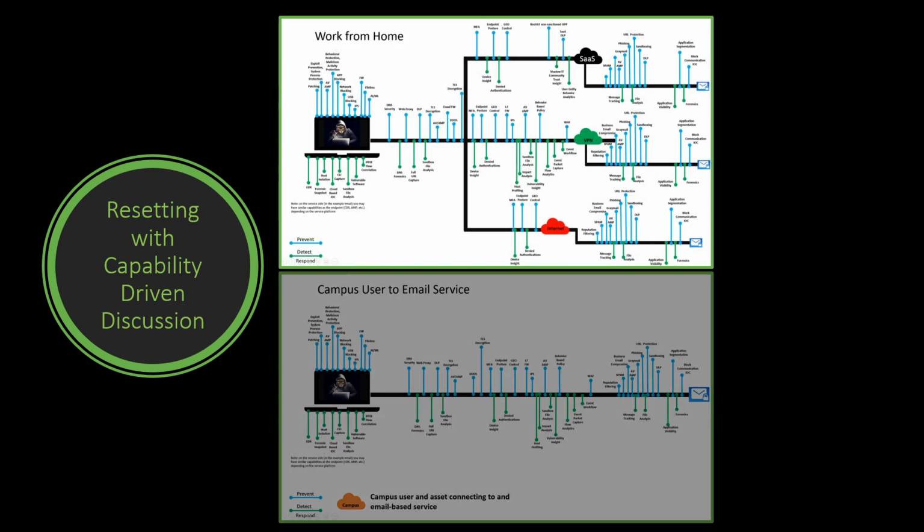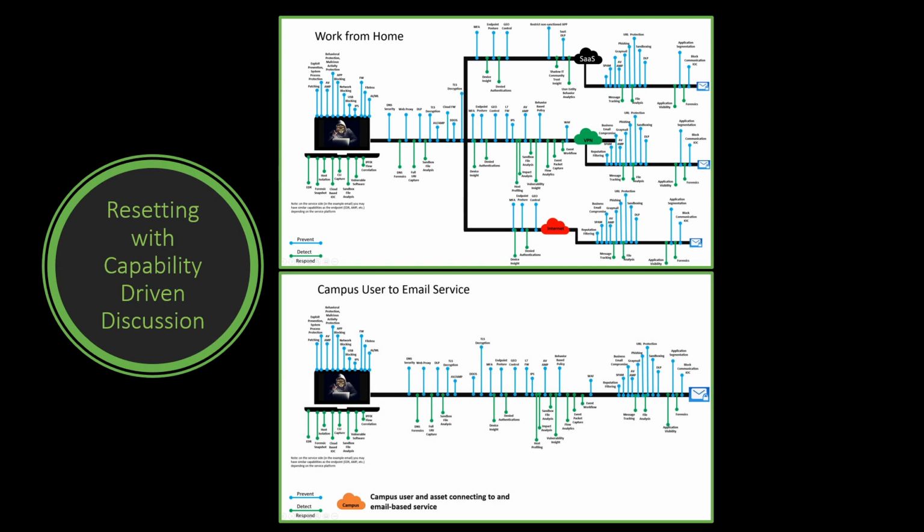So the goal here ultimately is resetting with a capability-driven discussion and always aligning this to that zero trust framework. So we're going to walk through an example of this, but if you look at the diagrams that I have here, you can see a couple of use cases. One is work from home, obviously top of mind today with COVID. And the other is a campus email user that's connecting to that service. So they're connected on premise like a traditional connectivity model, and they're accessing an email services. Now, some of this may be the same.